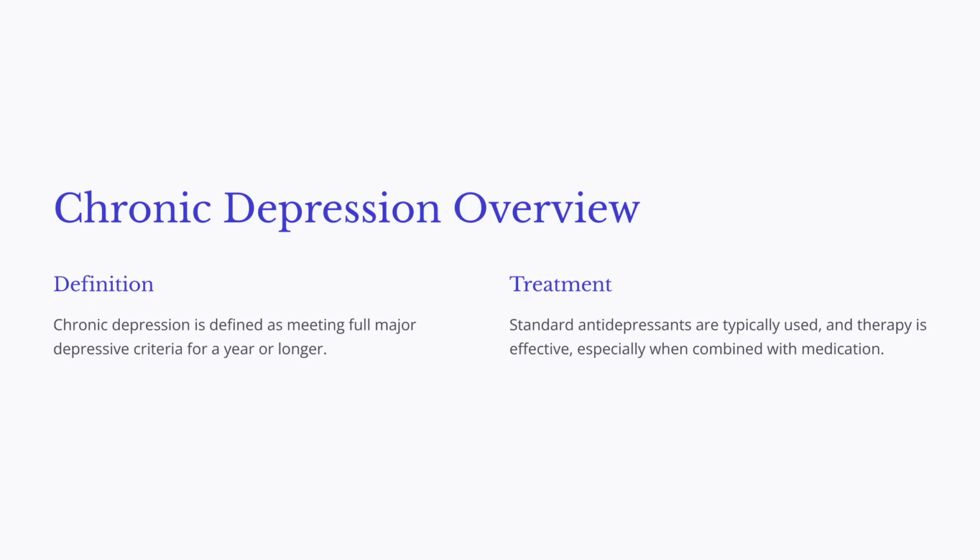So I'll use this time to talk about chronic depression. So chronic depression was added to the DSM-4, but it was taken out of the DSM-5. But I still think it's a useful category. So it's defined as meeting full major depressive criteria for a year or longer.